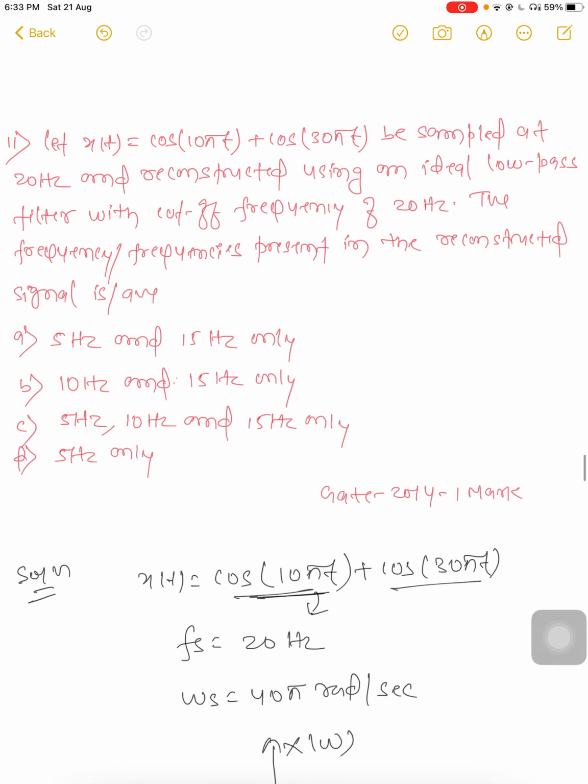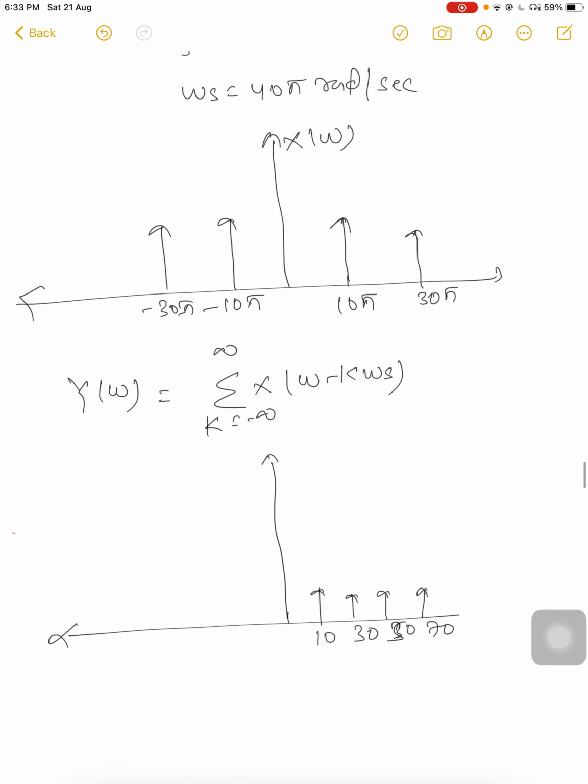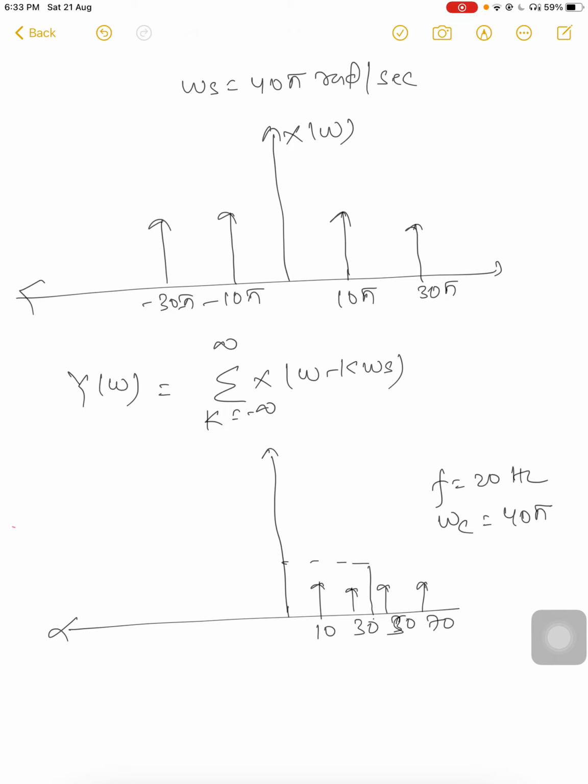So after sampling, here is an ideal low pass filter and the cutoff frequency is 20 hertz. It is given as f 20 hertz. And when you take the omega cutoff frequency, you have to multiply by 2 pi, then 40 pi. So this one comes under 40 pi. So components are coming only at 10 pi and 30 pi.